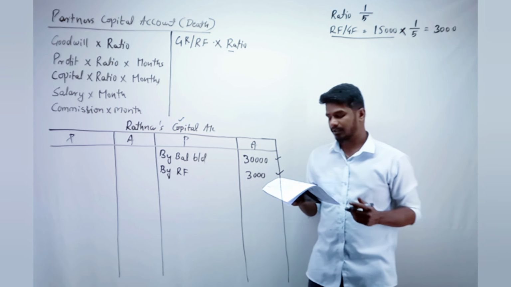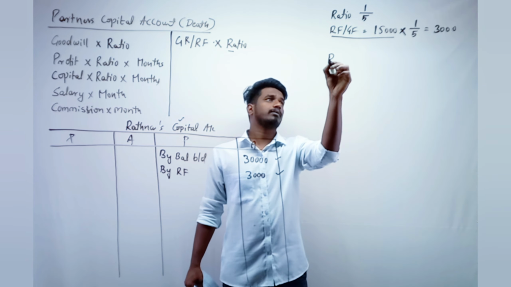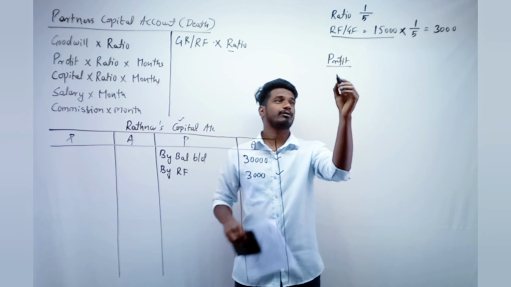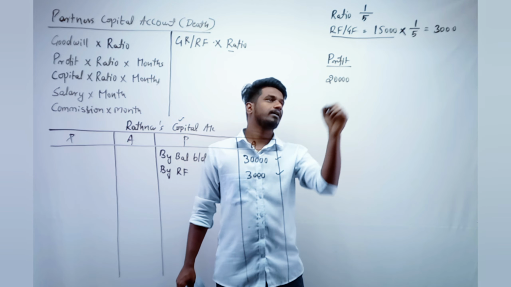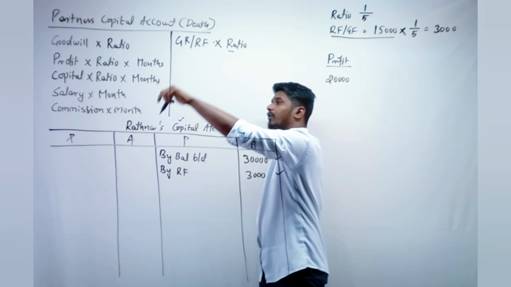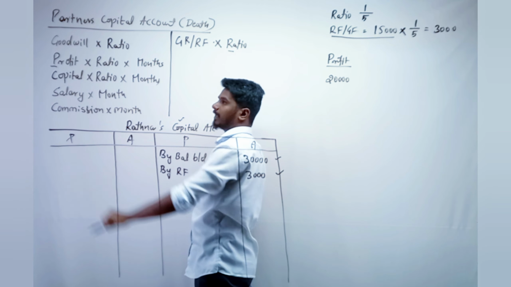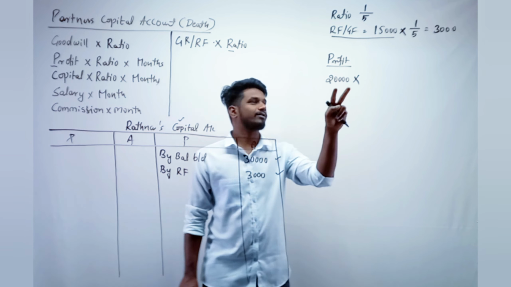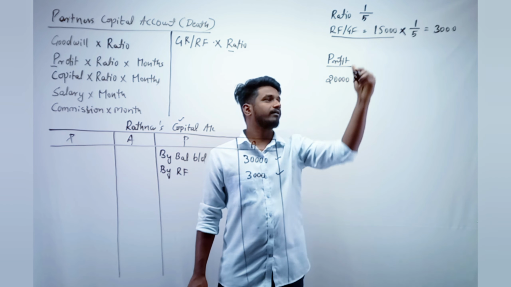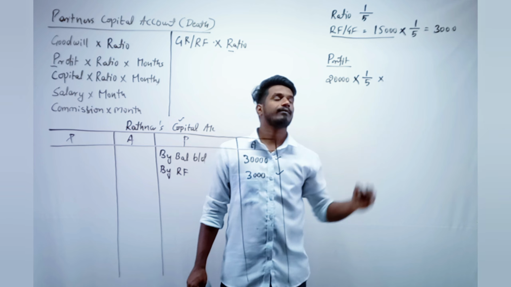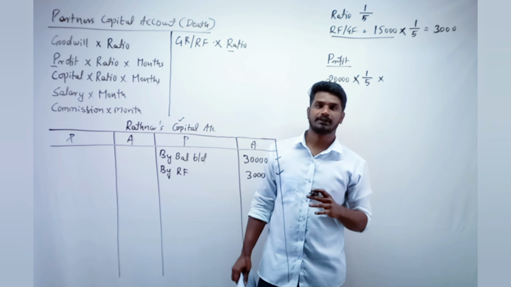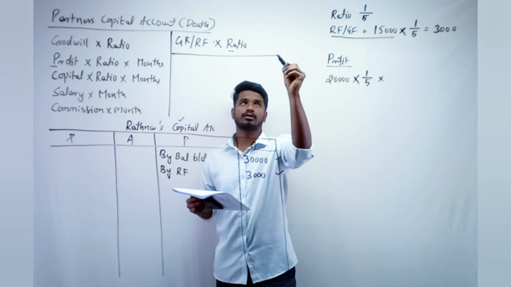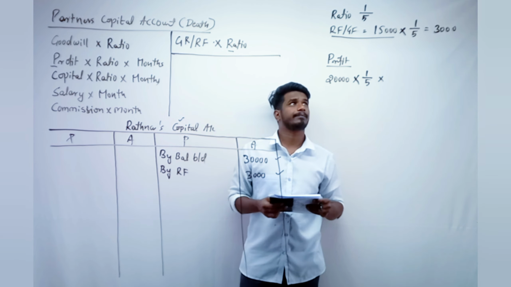So previous year profit is 20,000. So what is the previous year profit? It is 20,000. And now see the formula. The second one: profit into ratio into months. So profit is 20,000, ratio is 1/5, and we should multiply with the months. So first thing, we need to calculate months also, right? We forgot to calculate that, so let us calculate here.